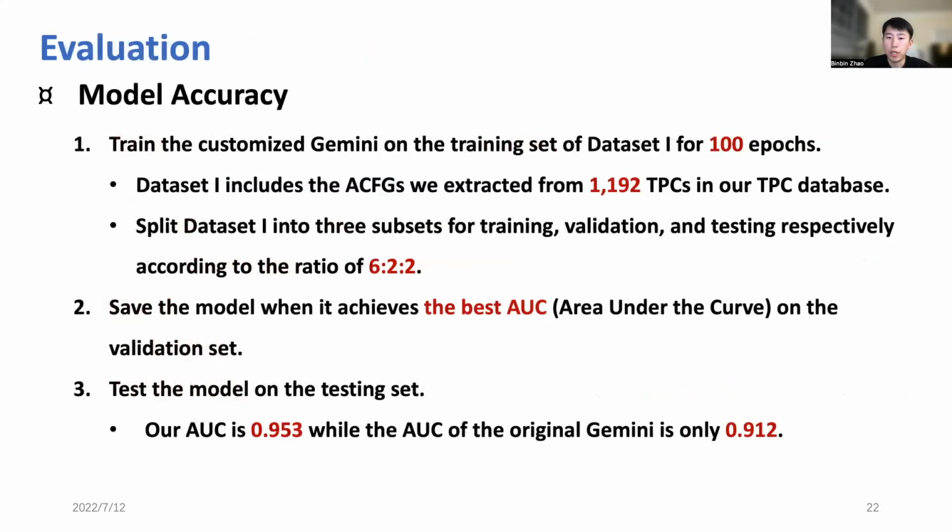We first evaluate the model accuracy of FirmSec. We train the customized Gemini on a ground truth dataset and see when the model achieves the best AUC. Finally, our AUC is 0.953, while the original Gemini is only 0.912.